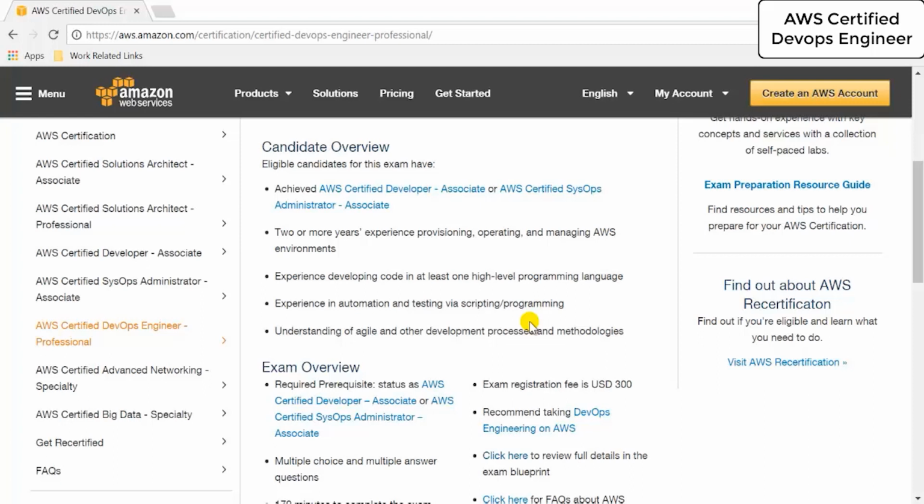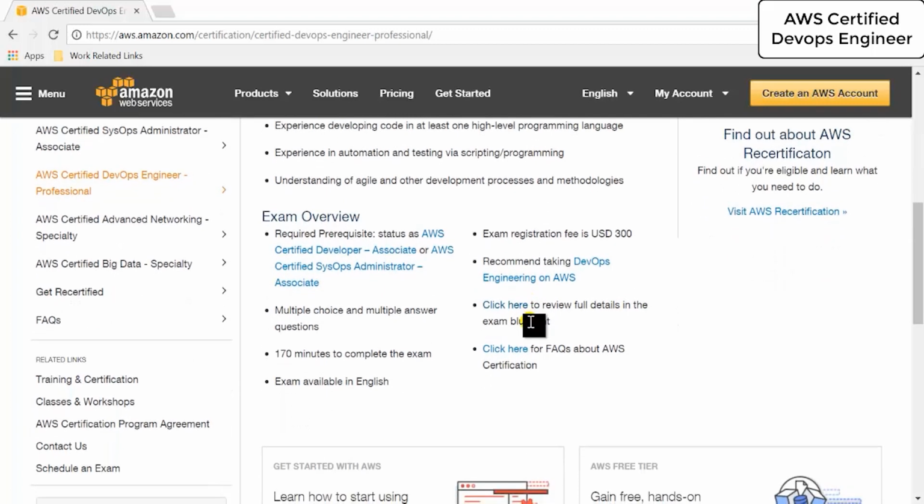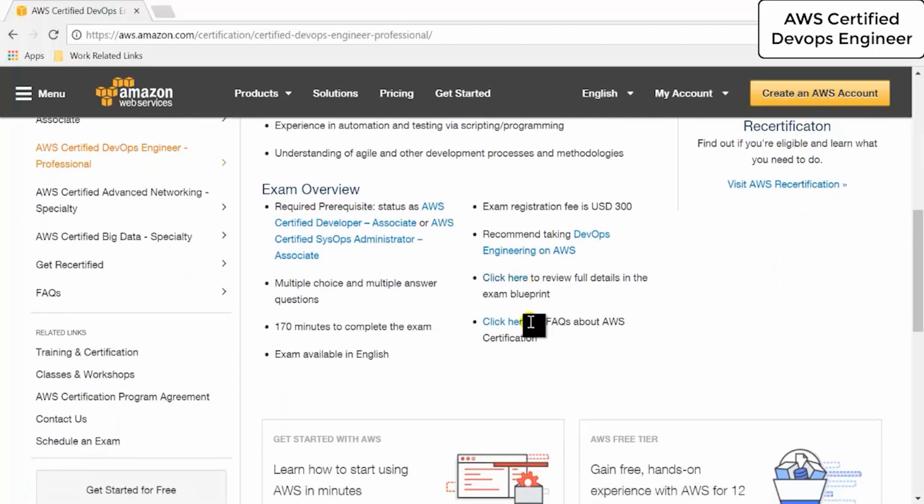Apart from that, as we discussed earlier, it needs an associate level certification, either Developer or SysOps Administrator, and 2 or more years of experience in provisioning, operating, and managing AWS environments. It needs some experience in developing code in at least one high level programming language, experience in automation, testing, and scripting, and it will be good to have some overview of agile and other development processes and methodologies.